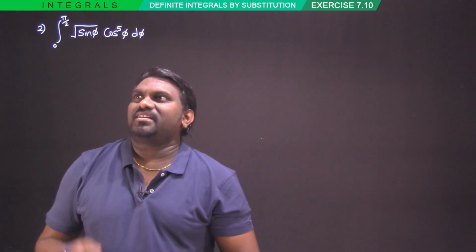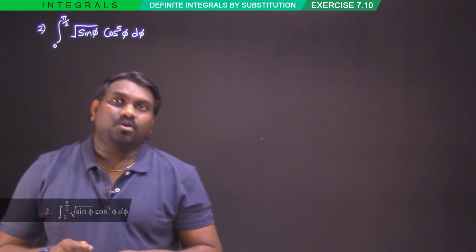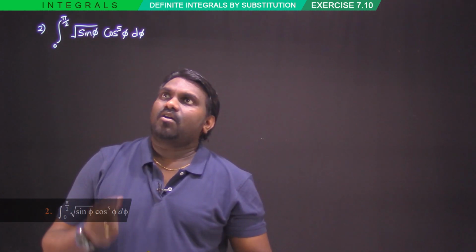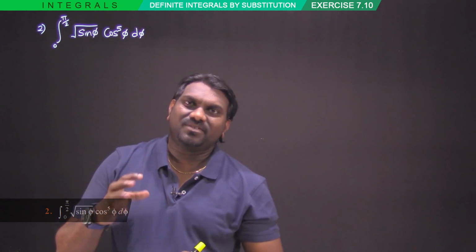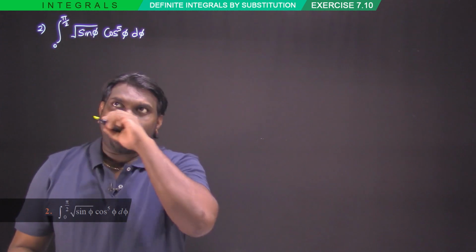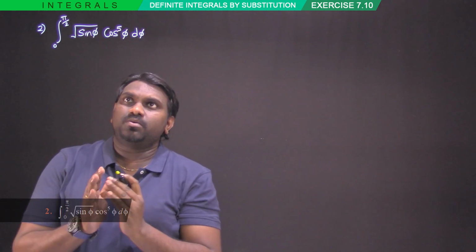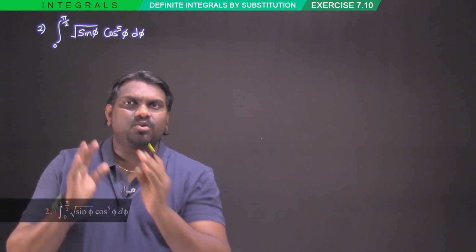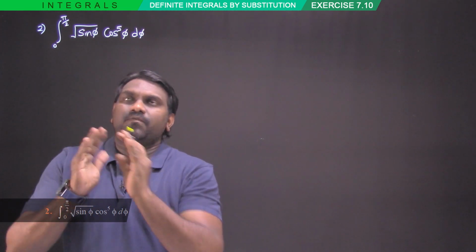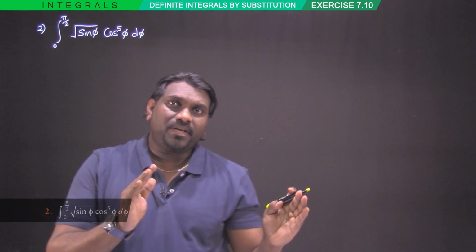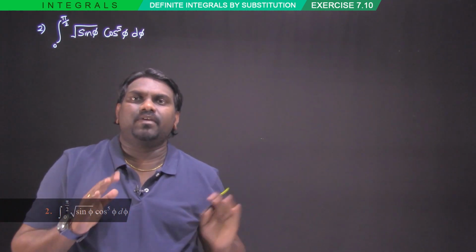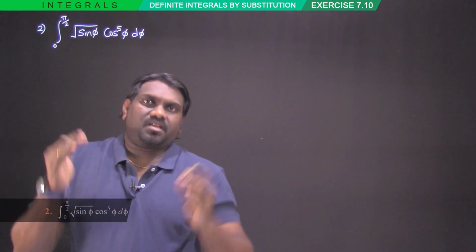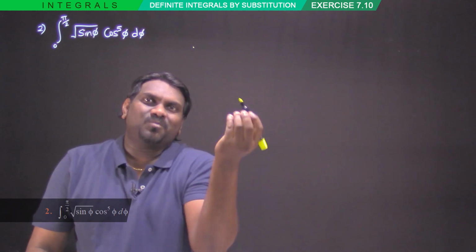On to the second question. 0 to pi by 2 root sine phi cos phi whole raised to 5 d phi dear. So this is the question. Now what you are supposed to do is, again, we know that we want to substitute. Fine. If you know it, now my question would be, what would be taken as t or any other value? You have two options here. You have only two options here.